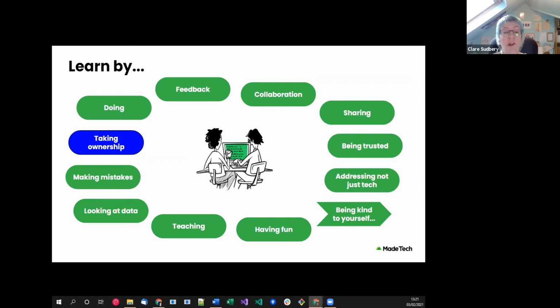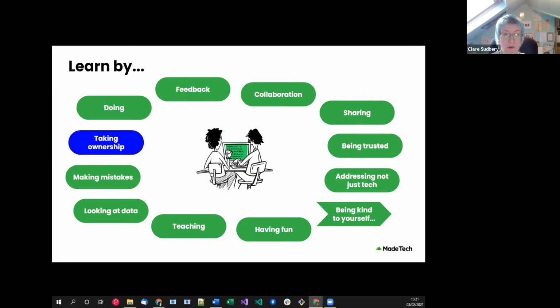And finally, we learn by taking ownership. So something that I think is really important in teams is when people feel they have a shared ownership of the outcomes, and also that they have ownership of their own learning. So I've mentioned that before about being trusted, but being in control of the learning that you're doing, but also feeling like you're not just making somebody else's thing that belongs to somebody else, that doesn't really matter to you, doesn't really have any impact on you.